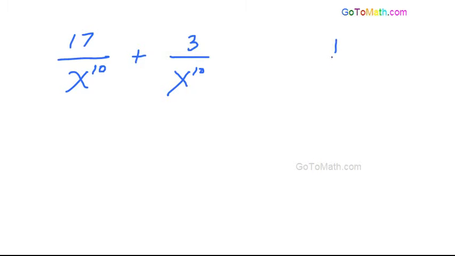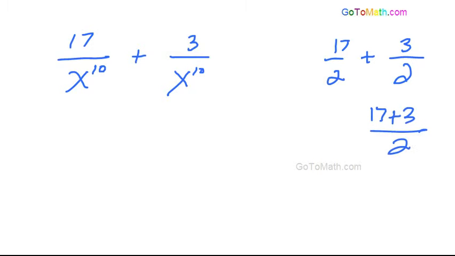Like for example, if I had 1/2 plus 2, let's not use 2. Let's use 3, for example. Should have used 17, I guess. In fact, we'll do that. And then 3 over 2. So you see we have a common denominator. So we just add the numerators, right? 17 plus 3 over 2. Okay, gives us 20 over 2, which we could actually reduce that down.